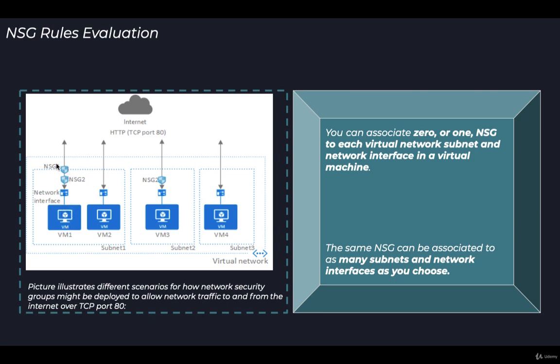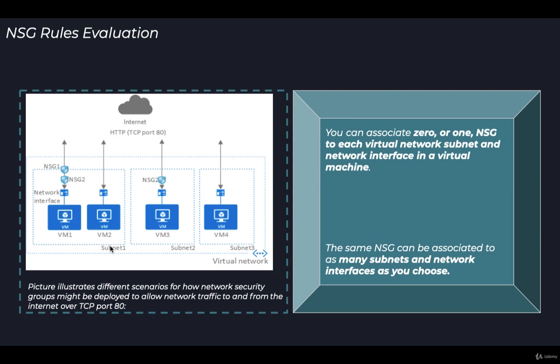Only if you allow port 80 at both ends, at the NSG level 1 and NSG level 2, then it will be allowed for VM1. Means the rule will be evaluated at the subnet level first, at the NSG1 level. If the traffic is allowed, it will pass on to the NSG2, and if it is allowing that traffic, it will pass. If it is denying, the packet will be rejected.